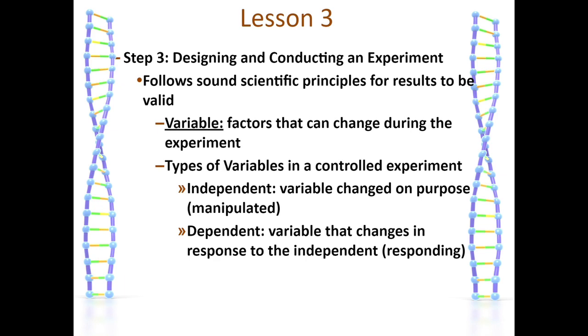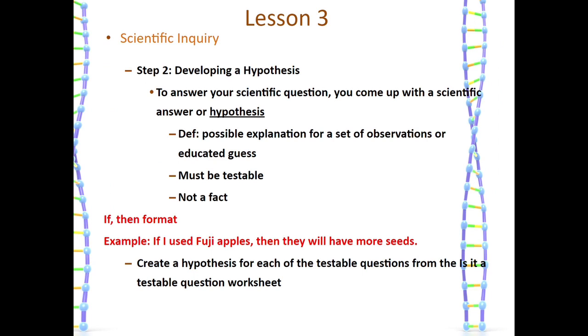To give you an example, we'll go backwards here for a second. In my example down here, if I use Fuji apples, then they will have more seeds. I'm in control of which apples I use. What I do not have control of is whether or not they will have more seeds. So this front half of your hypothesis is your independent variable, and this back half is your dependent variable.